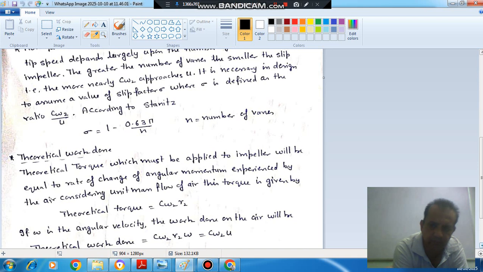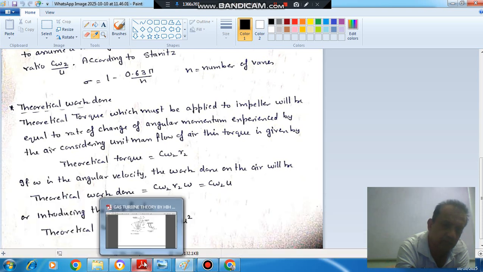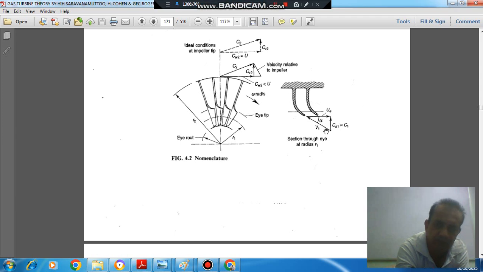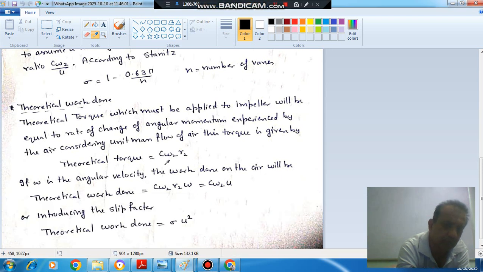And now this slip is used in calculating the theoretical work done also. In the previous video we studied that in the velocity diagram there is no Cw1 at the inlet, only Ca1 is there. There is Cw2 at the outlet. So the theoretical torque per unit mass is Cw2 into R2. So that is the theoretical torque per unit mass.